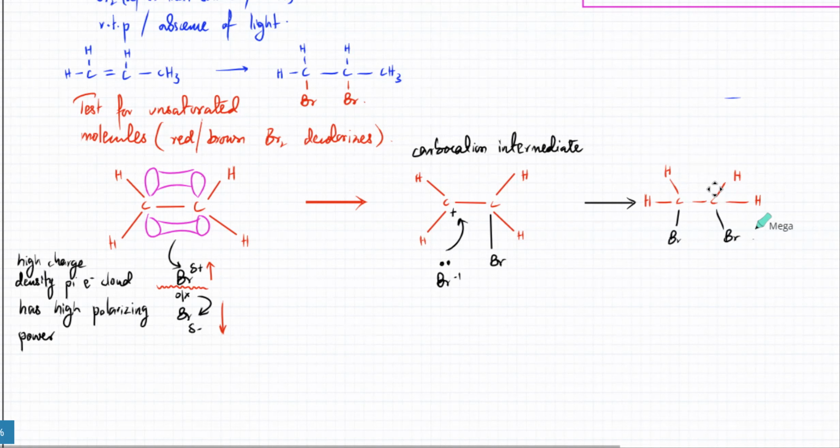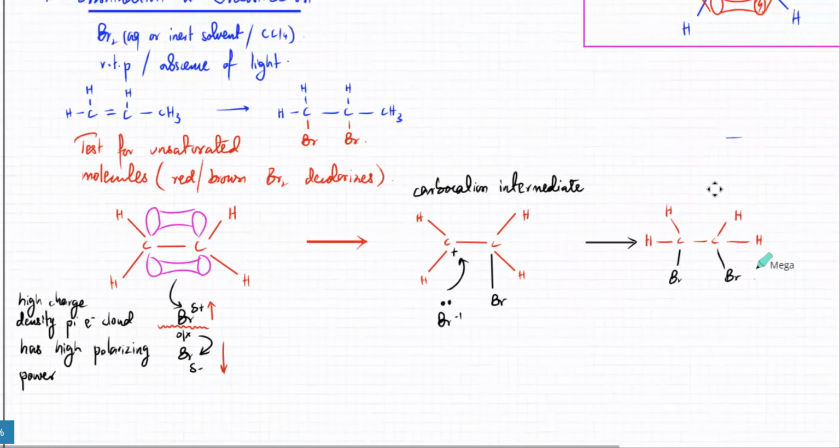The important thing that you have to remember now is that the electron density is very high in alkenes. So the reason no catalyst or other help was required was that the polarizing power of this electron density was really high. The electrons of bromine would get repelled. This bromine would become negatively charged. The other bromine would become positively charged. And the positive bromine would be even more strongly attracted to the electrons over here. So no extra help was needed. The molecule would rupture on its own. Is that clear?